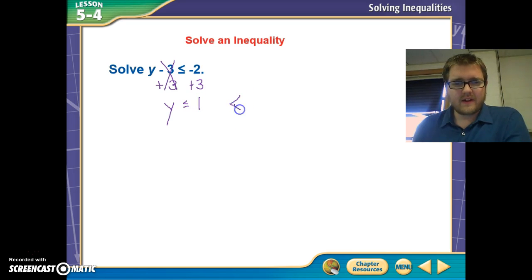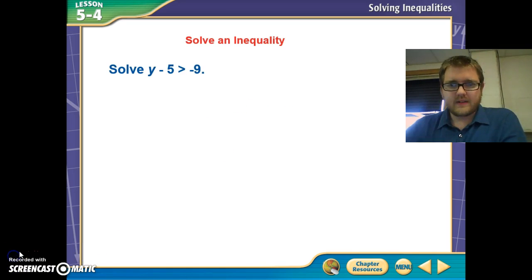It's going to be the same deal for this problem. We're going to get the y by itself. So y is greater than plus 5. On another number line, we'll have 0. We'll just draw an open circle and shade to the right.